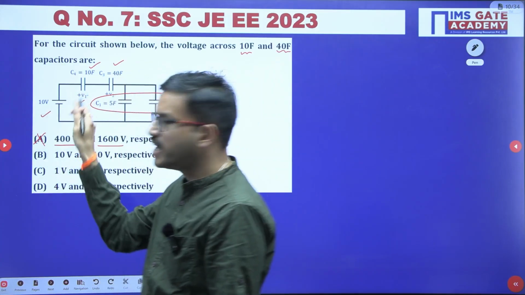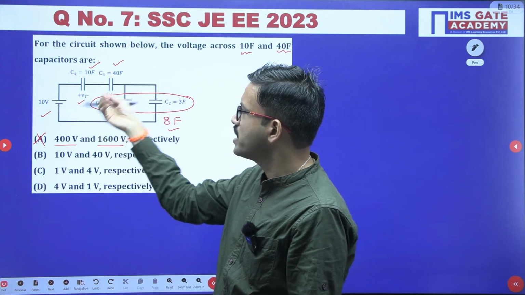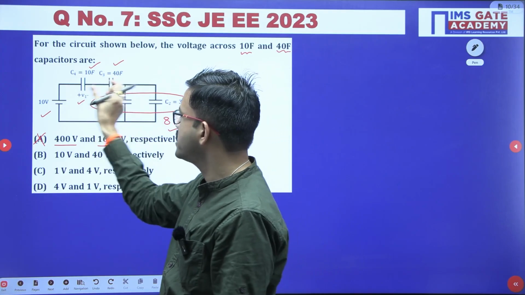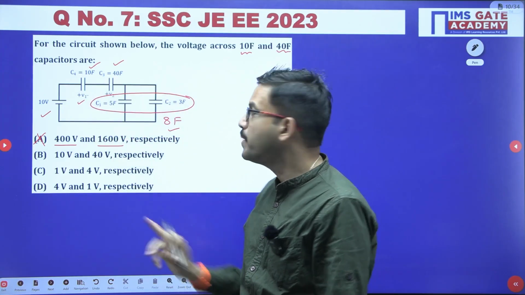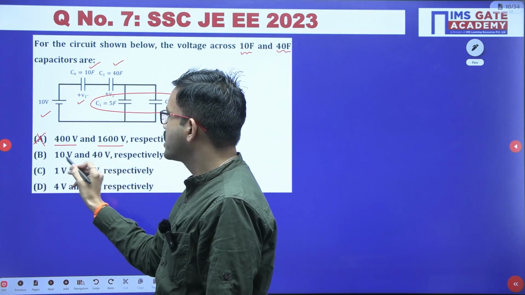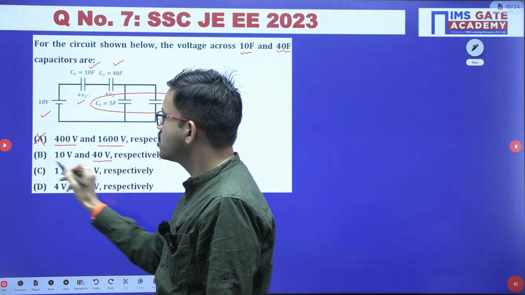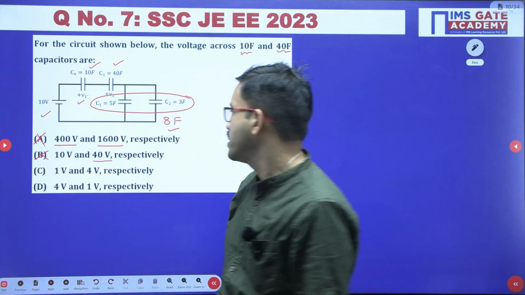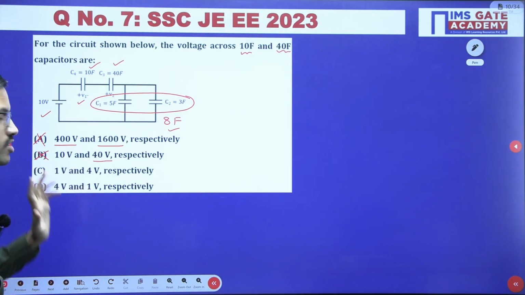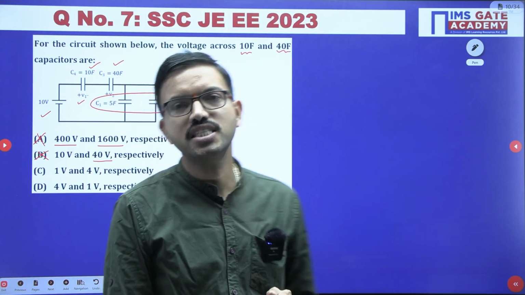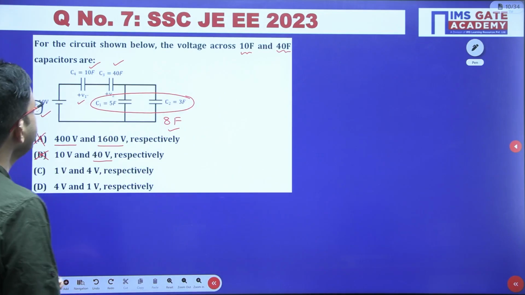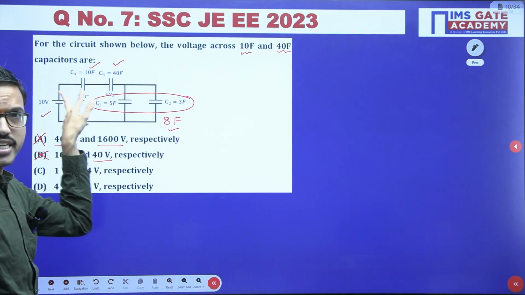Because the supply is 10 volt, the 10 volt is getting distributed across every element. Yes or no? Some part you get here, some part here, and the remaining part here. But you are getting more, which is not at all possible. Similarly option B, 10 volt and 40 volt, 40 volt is not at all possible. You can eliminate. And then option C and option D, you have 1 volt, 4 volt, and 4 volt, 1 volt. The moment you calculate one voltage, with the help of that you can easily calculate the other one. So here let us calculate the voltage across the 10 farad capacitor.